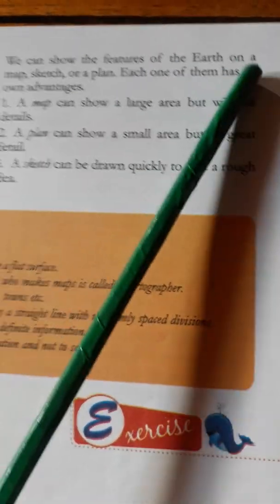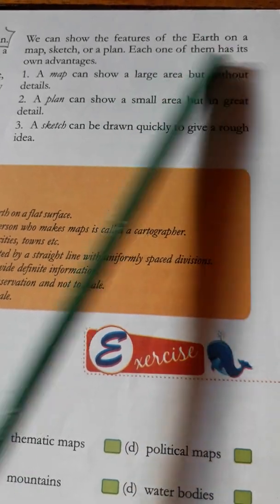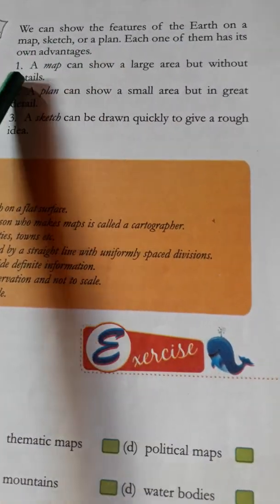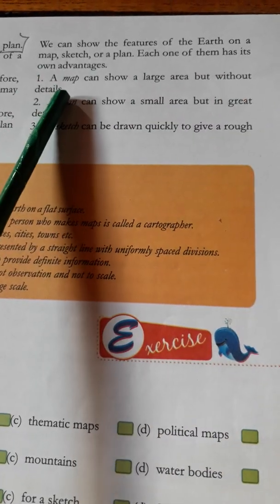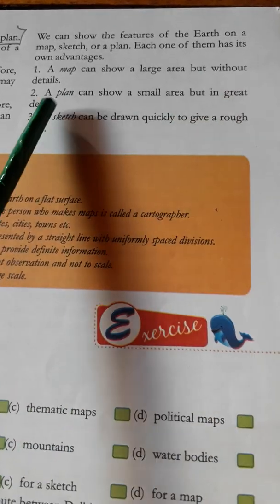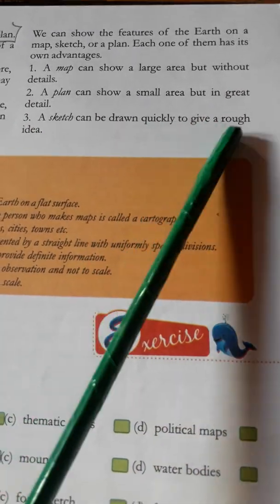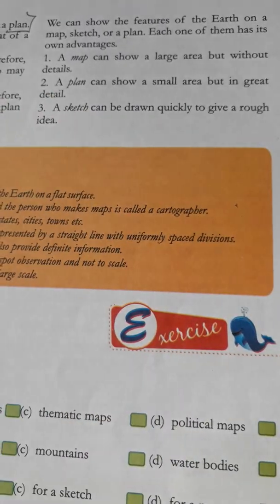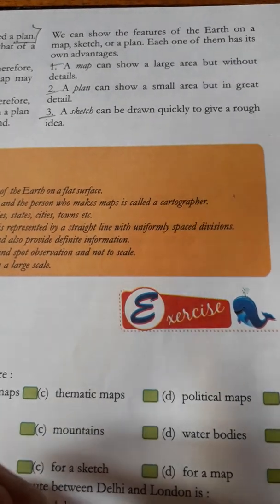We can show the features of the earth on a map, sketch, or a plan. Each one of them has its own advantages. Number 1: a map can show a large area but without details. Number 2: a plan can show a small area but in great detail. Number 3: a sketch can be drawn quickly to give a rough idea. Keep all these three points in mind. These are the advantages of a map, plan and sketch.